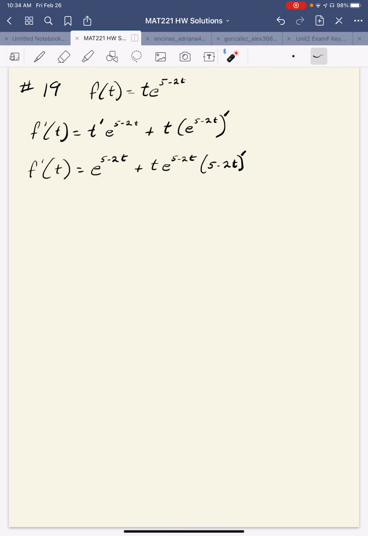So now you see I still have one derivative that I need to take before I can do my cleanup. So I have f prime at t is equal to e to the 5 minus 2t plus t times e to the 5 minus 2t. And now I'll take the derivative of this last remaining term. The derivative of 5 is 0, so I will have essentially 0 minus, and the derivative of 2t is 2, so I have minus 2 there.